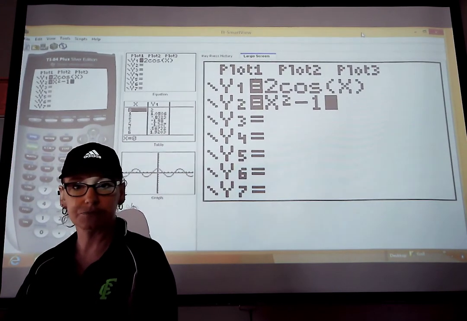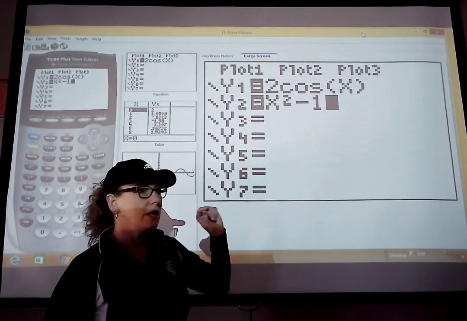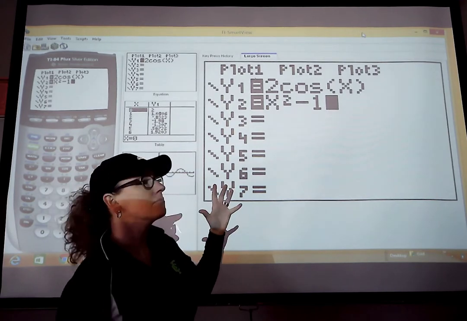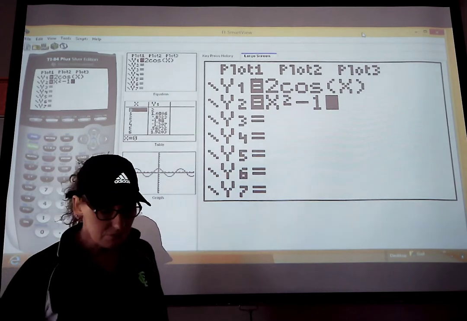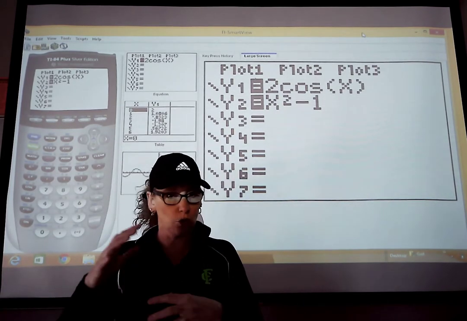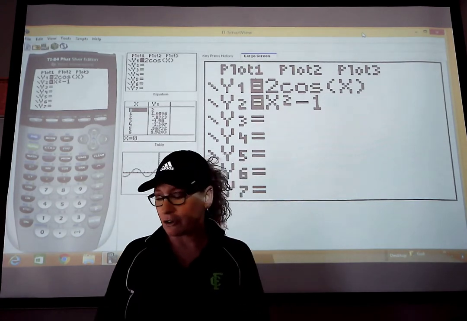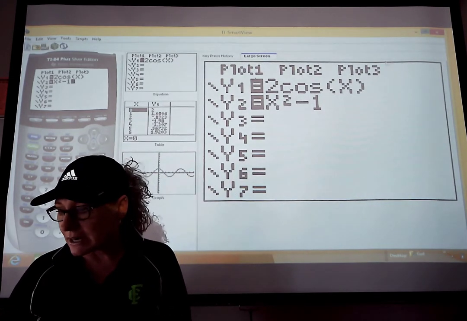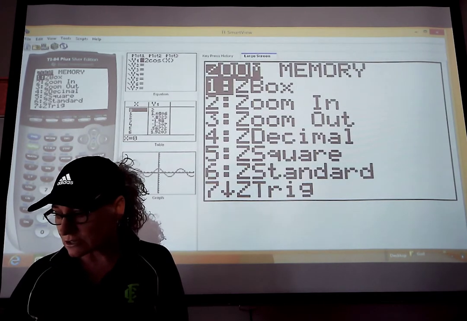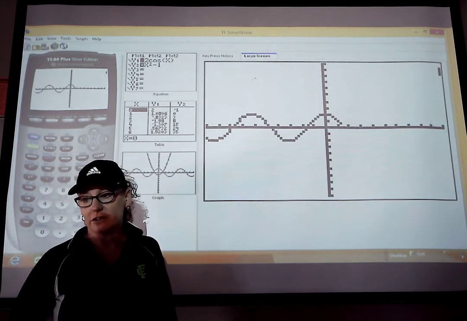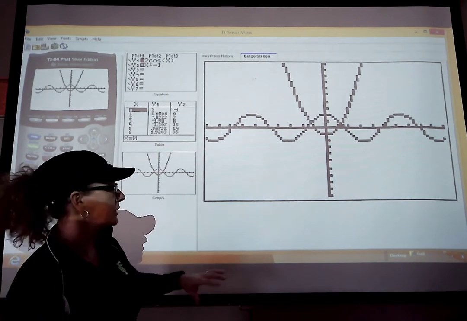All right. So first of all, make sure you're in radian mode because we're going to be graphing some trig. I would put one of your equations in y1, put the other one in y2. And to graph it with a good normal window, you could just push zoom standard. Zoom 6 is zoom standard. And it'll graph it in a really nice 10 by 10. It's actually a 20 by 20 window, but whatever.